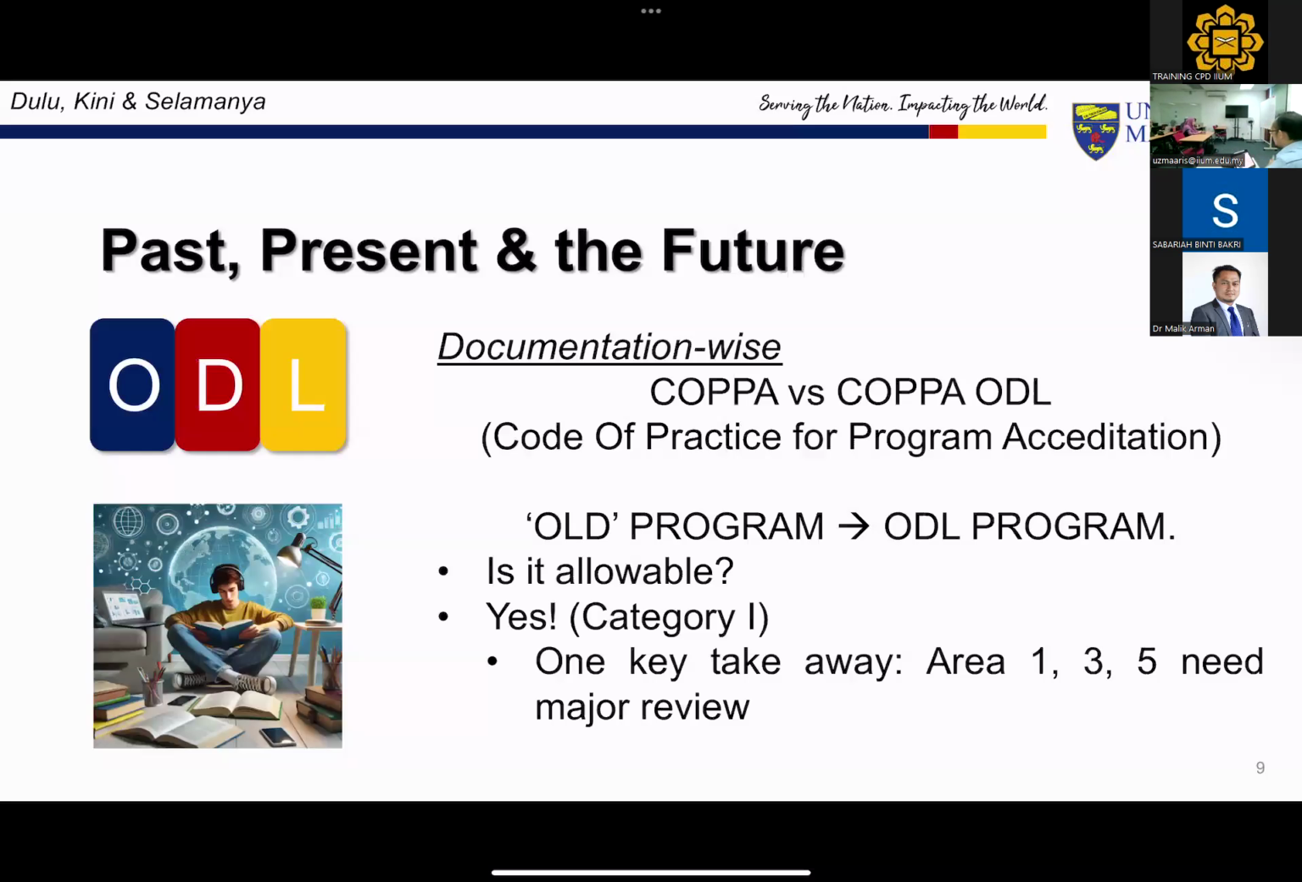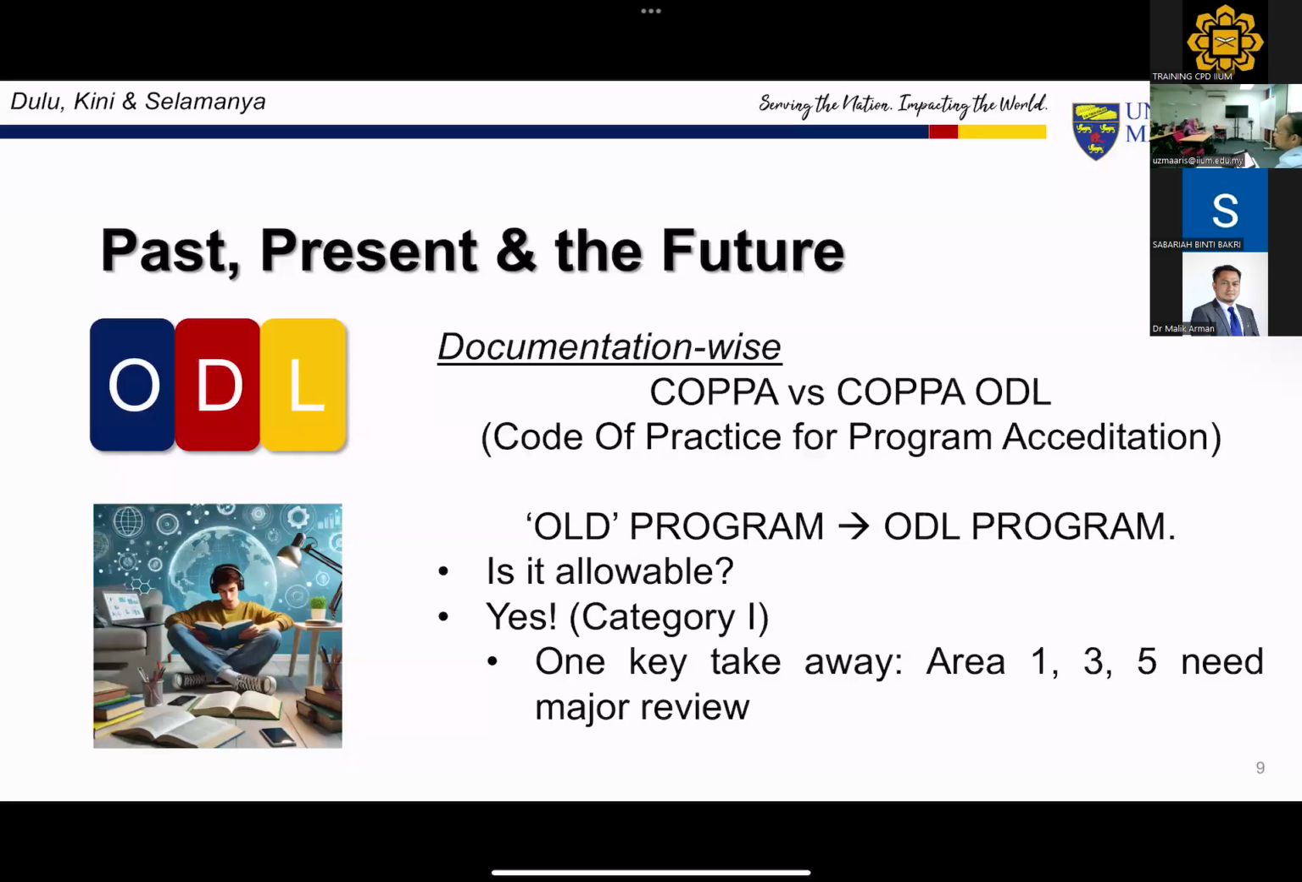All right. And if you want to compare between this COPA and ODL documentation, and if you have any experience in reading the conventional COPA, preparing your documents for your program, what you need to highlight is these specific three areas: area number one, area number three, and area number five. The other areas are more or less the same, so there's not much difference. There are differences a little bit here and there, but it's not as big as areas 1, 3, and 5. So these are the three main areas that you need to really look into in terms of documentation preparation if you want to prepare an ODL program.